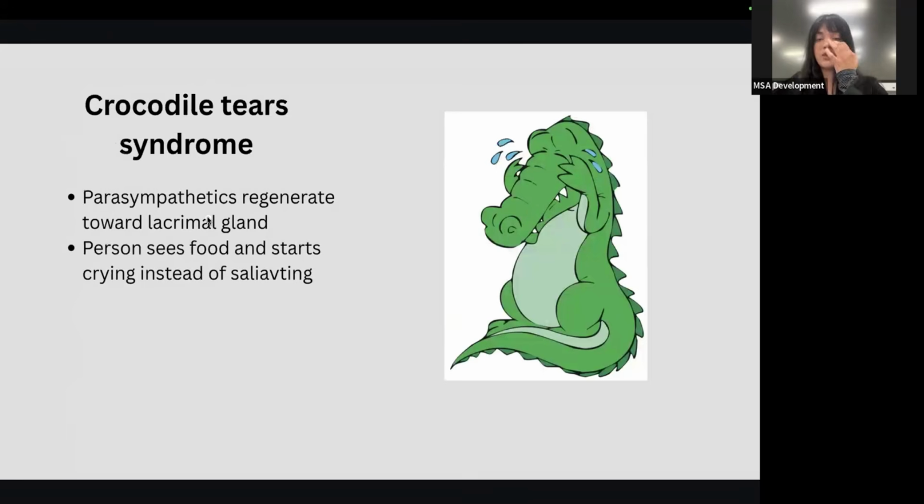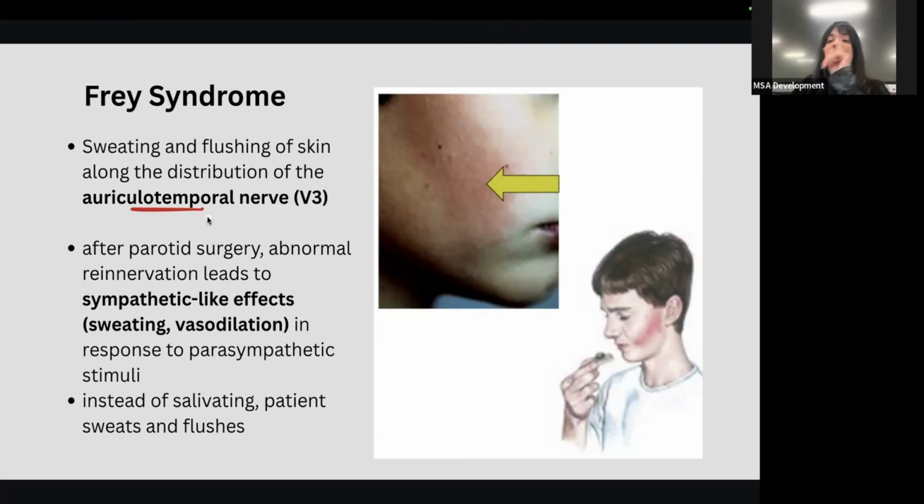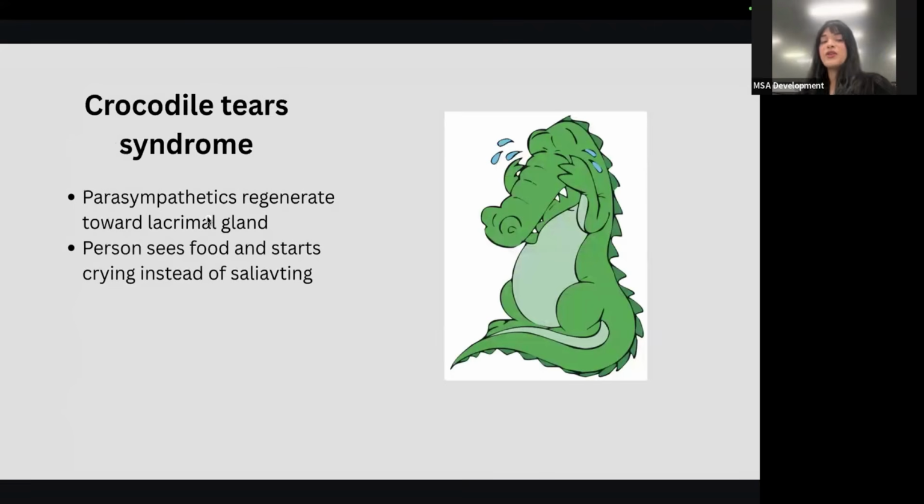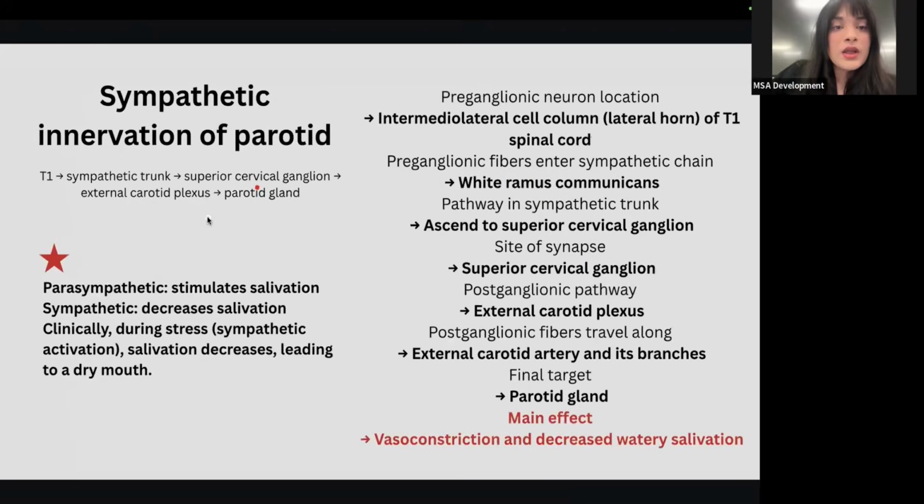Crocodile tear syndrome is very similar to Frey syndrome, except that the parasympathetics regenerate toward the lacrimal gland. So in Frey syndrome, it was toward the sweat glands and toward the blood vessels. In crocodile tears, it goes towards the lacrimal gland. So the person sees the food and then they start crying or salivating. Right? Next, we move on to the sympathetic innervation.